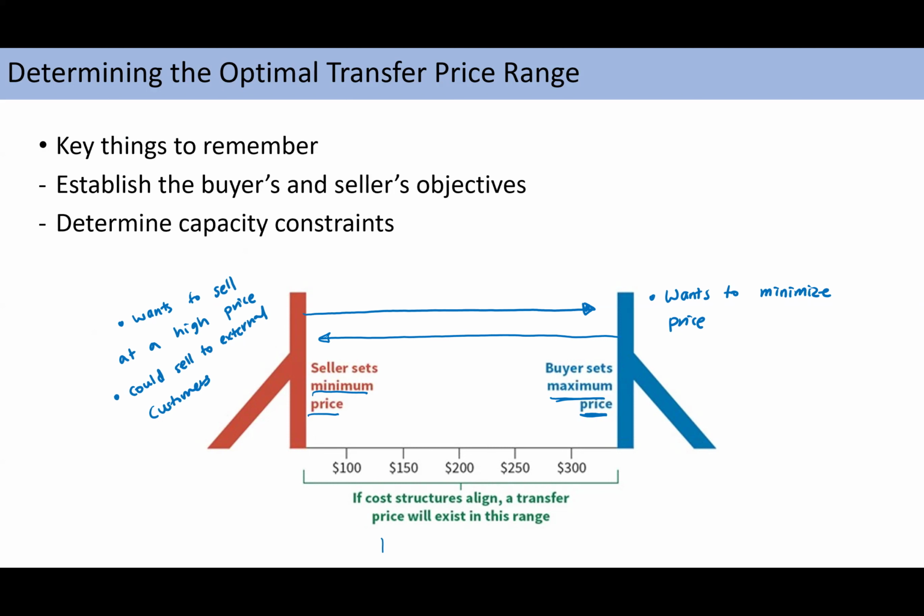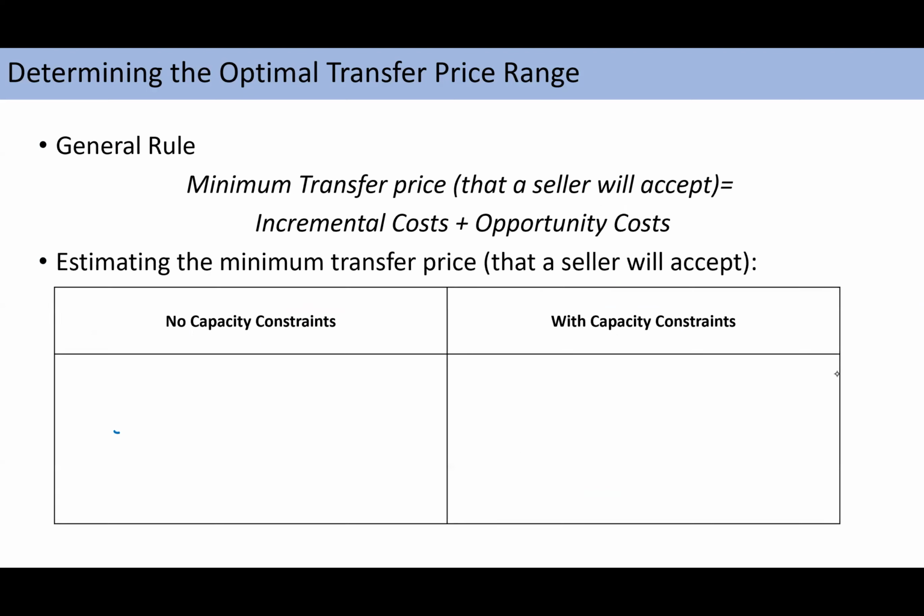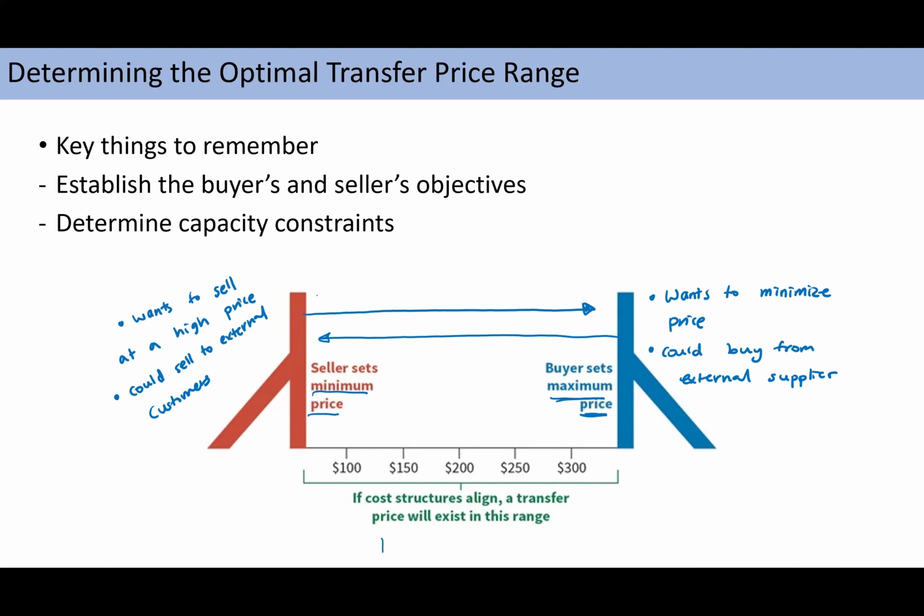And just like the seller, the buyer can always go to the marketplace and buy the product from an external supplier. So could buy from external supplier. And so the transfer price would be set somewhere in between these two bars. So it'll be higher than or equal to the seller's minimum price and lower than or equal to the buyer's maximum willingness to pay.